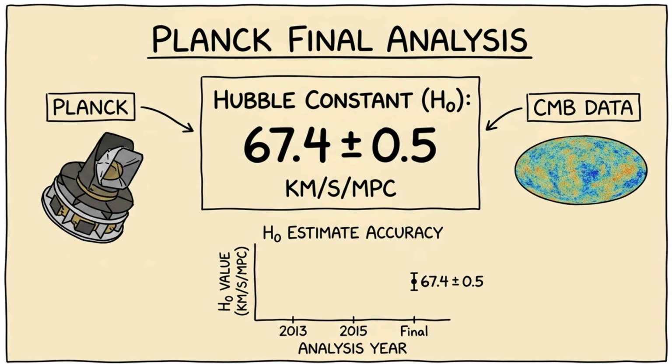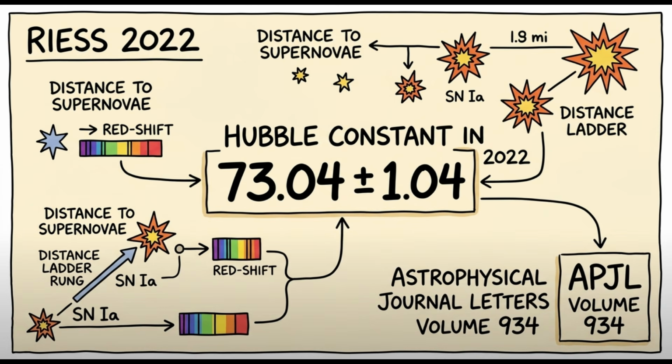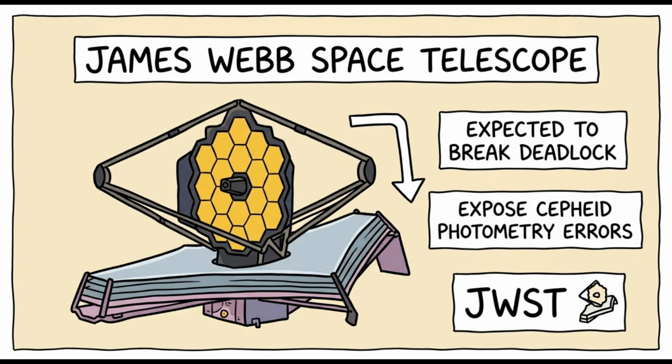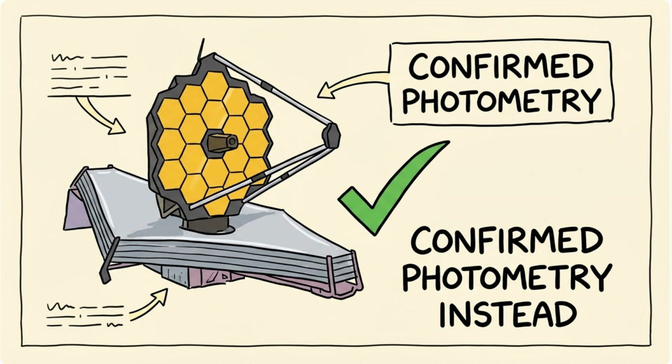The Planck collaboration's final analysis gives a Hubble constant of 67.4 plus or minus 0.5 kilometers per second per megaparsec. Riess and colleagues, publishing in Astrophysical Journal Letters Volume 934 in 2022, give 73.04 plus or minus 1.04 from the distance ladder. That is an 8% gap, and taken at face value it stands at roughly 5 sigma, the threshold physics uses to declare a discovery. The James Webb Space Telescope was expected to break the deadlock by exposing errors in the Cepheid photometry. It confirmed the photometry instead.